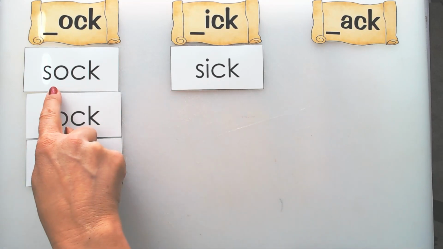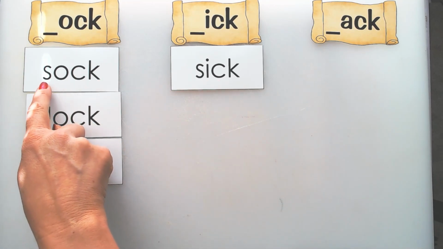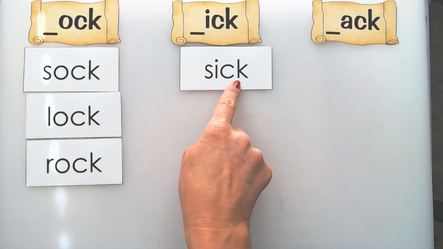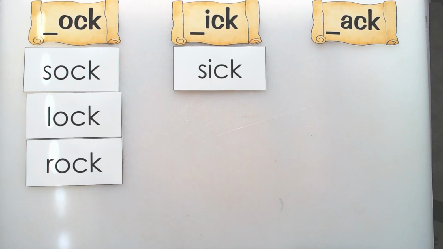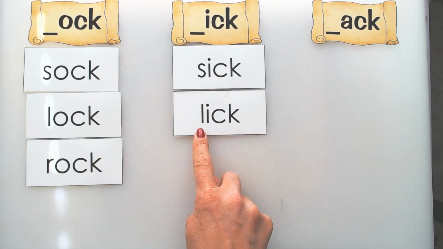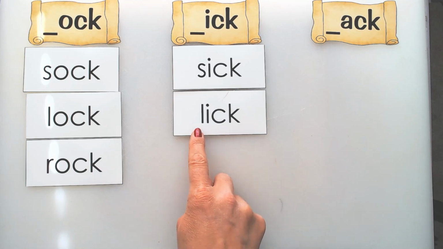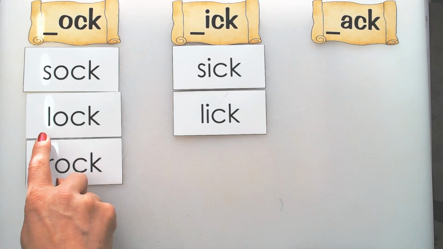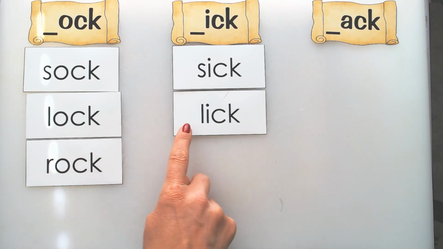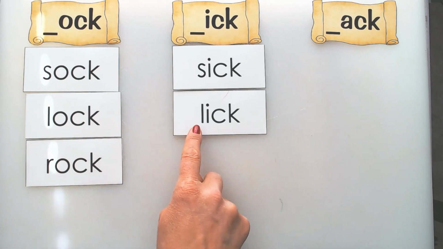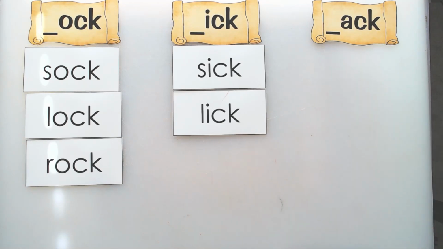Hey, that almost looks like this one. This is sock, ock, sock, but this one's sick because the vowel is different. How about this one? Can you read that? Ick, lick. Hey, that one's almost like this one. But it has an I and this one has an O, so that's why that says lock and that says lick.